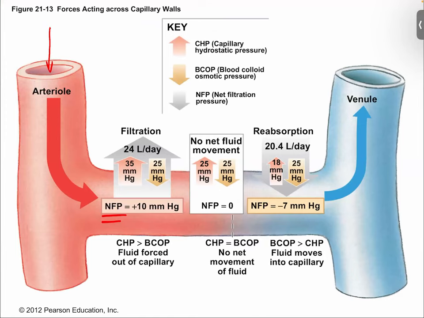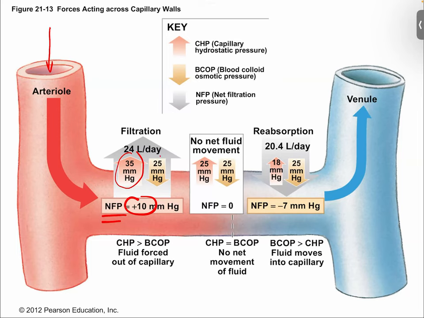As you come into the arterial side of the capillary, your net filtration pressure is positive. Notice you've got a positive 10 right there. It doesn't seem like a lot, but that's good enough. Remember, you don't want flaming hot pressure in here because you're going to shred your capillaries. Your capillary hydrostatic pressure is the outward push, at about 35 millimeters of mercury. Remember, that's the blood pressure behind the blood going through the capillaries.